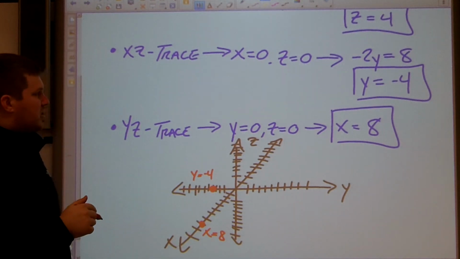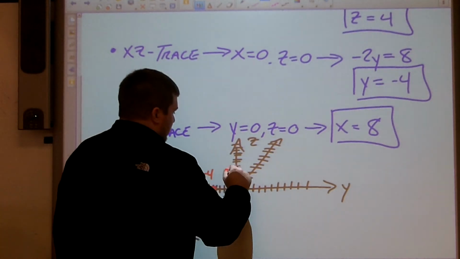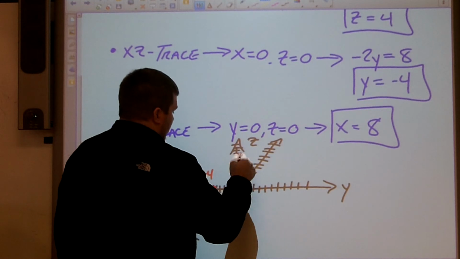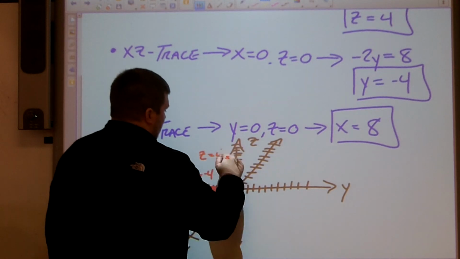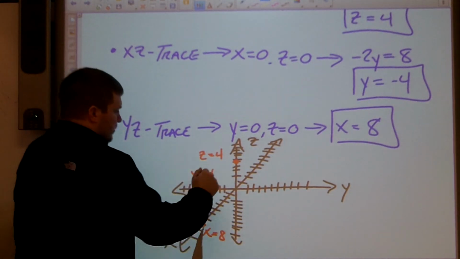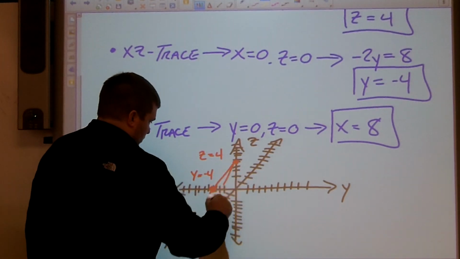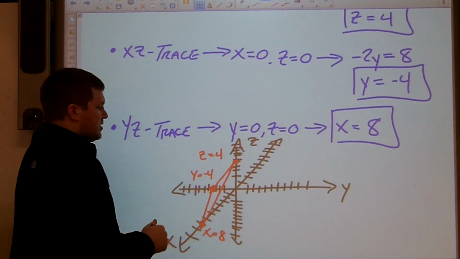And then my last trace tells me z equals positive 4. So 1, 2, 3, 4. So somewhere about right here. So z equals 4. So connect the dots just like we just did recently. Okay, so it's something like that.